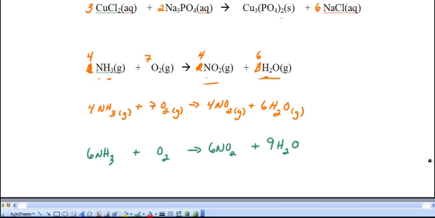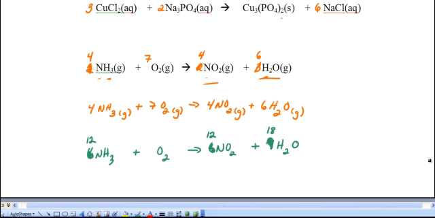So what I'm going to do, like I said before, is just double everything and see what happens. If I double everything, we'll make this into a 12. We'll make this into a 12. We'll make this into an 18. Starting to get into some big numbers, but it still will work. So now I have a total of 12 nitrogens. I have 12 times 3 is 36 hydrogens. 18 times 2 is 36 hydrogens.